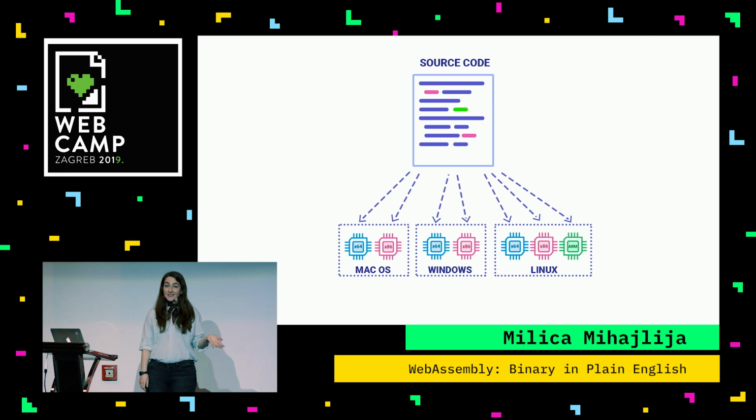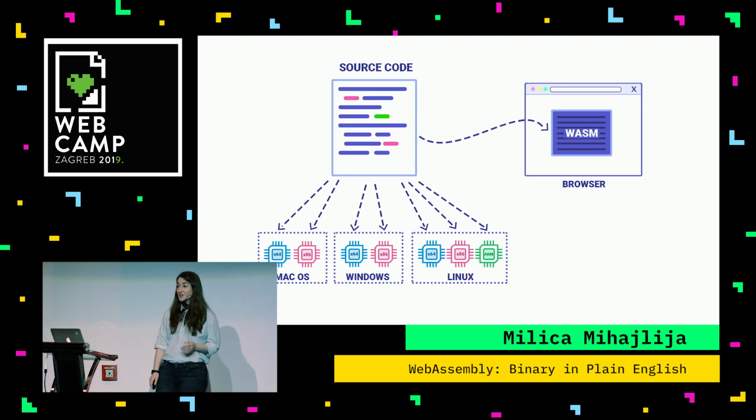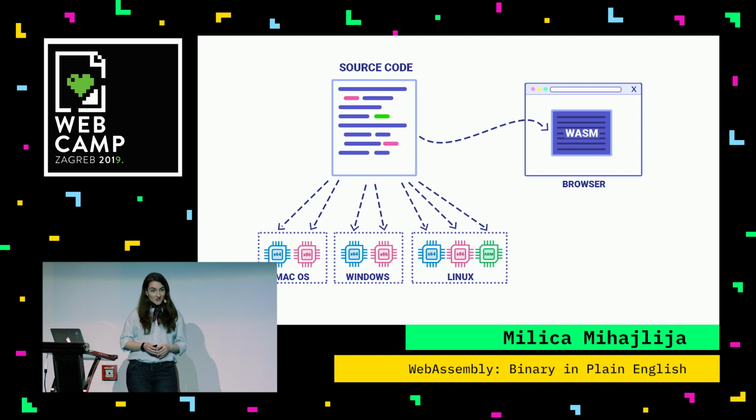And to run an application on a device, it actually has to be compatible with the device's processor architecture and operating system. This means that you have to compile your code for every combination of processor architecture and operating system that you want to support. That's a lot of work, right? But with WebAssembly, there's only one compilation step, and your code will run in every modern browser.